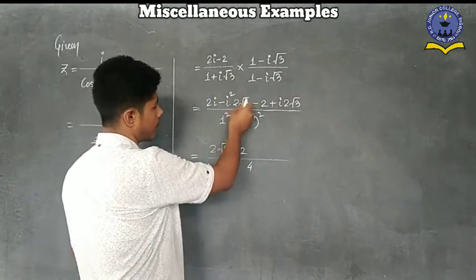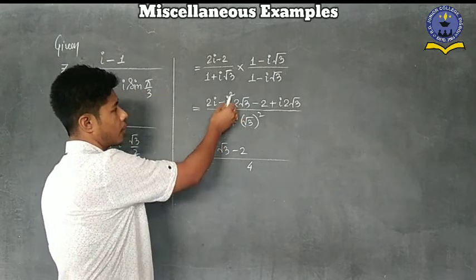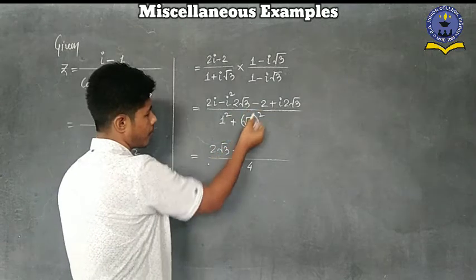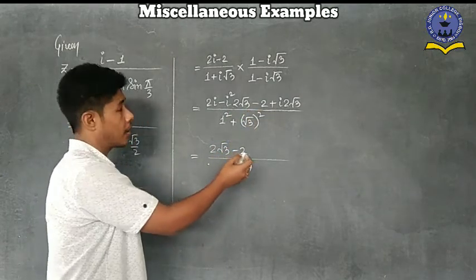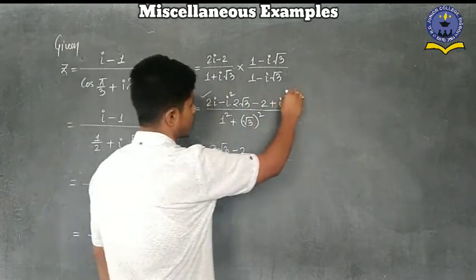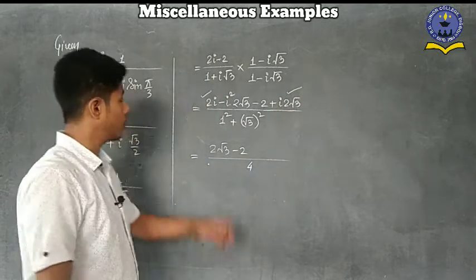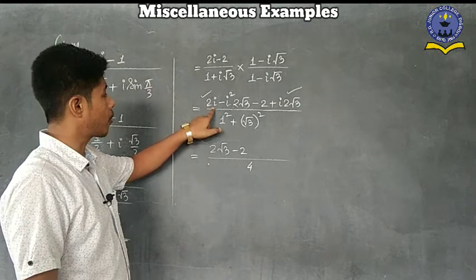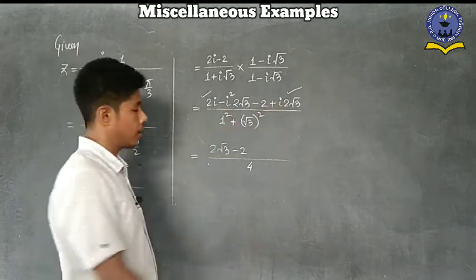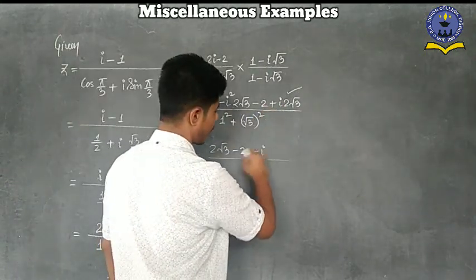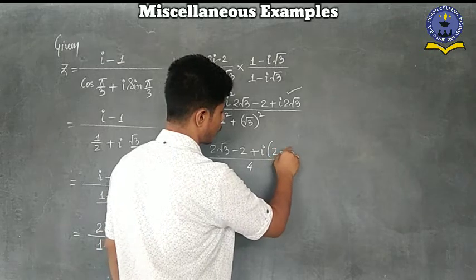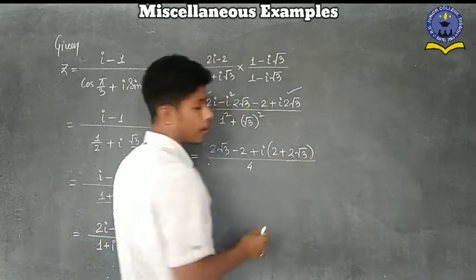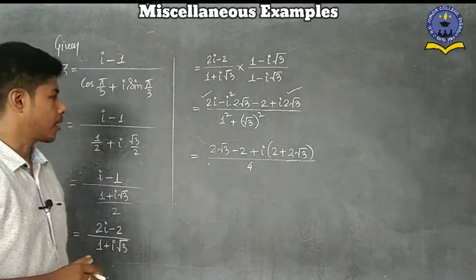So first of all we write this result. The second one, i square means minus 1, minus minus plus, so that's why 2 root 3 we write first, then we write minus 2. Is it clear? Now if you see these next two, what is common here? i is common. If we take 2 common here, 2 root 3. So plus, we have to take i common, then here remain 2 plus 2 root 3. Is it clear?